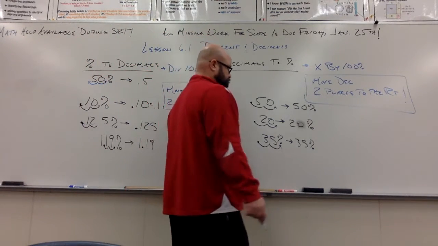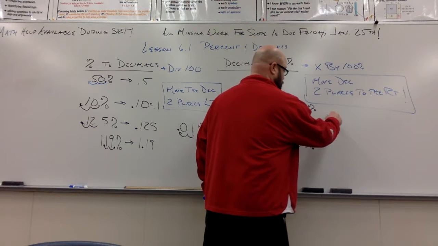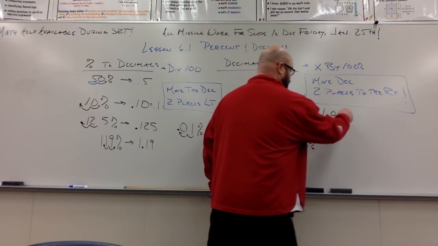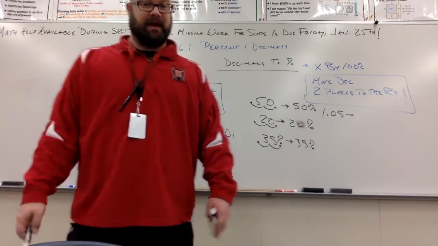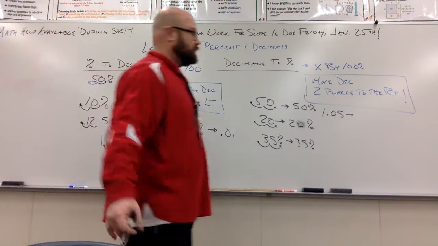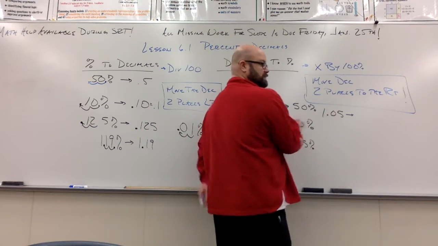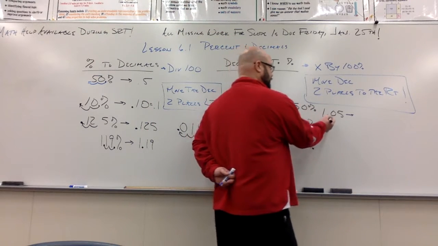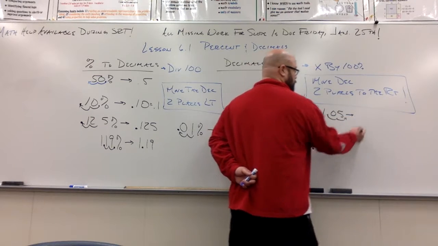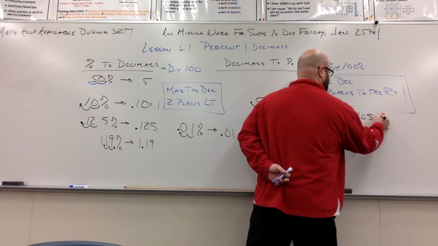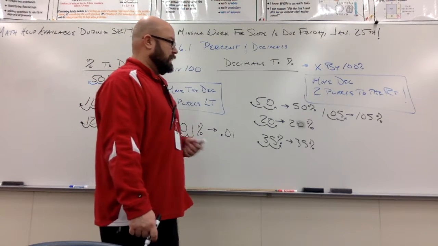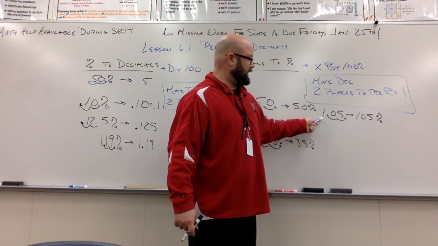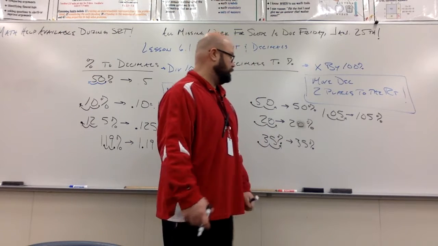What about 1.05? So looks a little bit weird, okay? Rules don't change. How many places do we move our decimal? Exactly right. 2. 1, 2. So my percentage is 105%. Again, it's over 100% because I have a mixed decimal number.